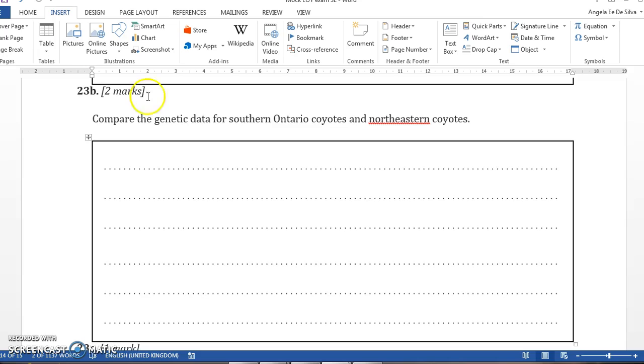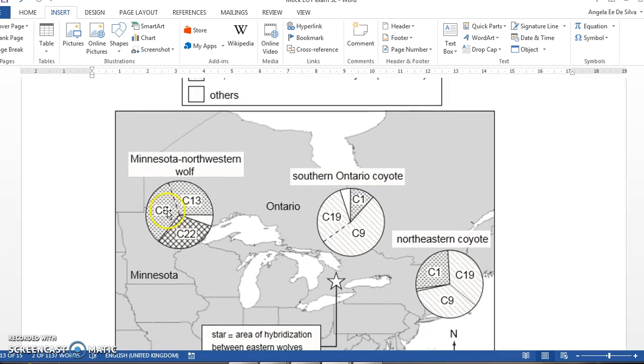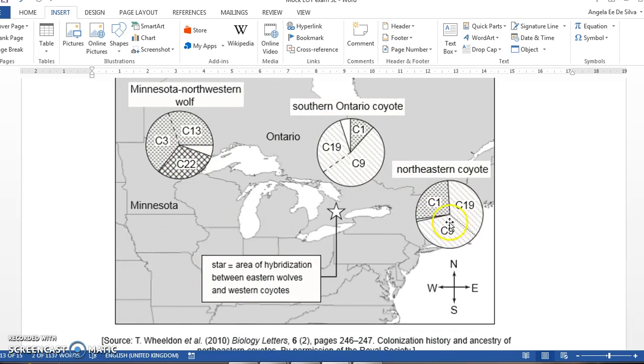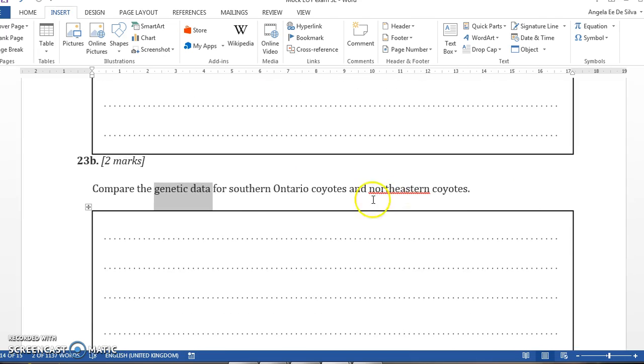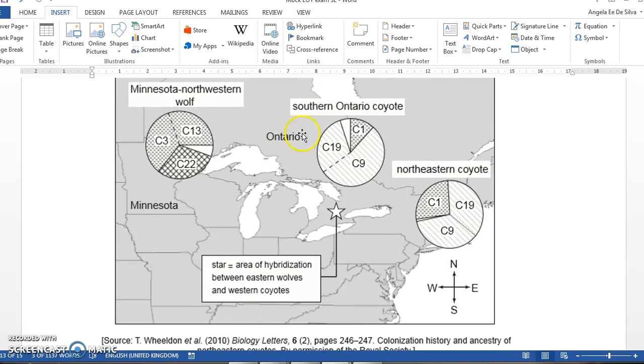So the first thing it says here, compare the genetic data for Southern Ontario coyotes and Northeastern coyotes. So what we have to do is compare. Then what are we supposed to compare? Compare genetic data. So what is the genetic data that we have to compare? This, and this. This is the genetic data that's given to us, and we need to compare. Now we have 3 pie charts here, and we need to know which are the ones we are told to compare. We are supposed to compare the Southern Ontario coyotes and the Northeastern coyotes. So if we look up here, we'll see there's the Southern Ontario coyote and the Northeastern coyote.